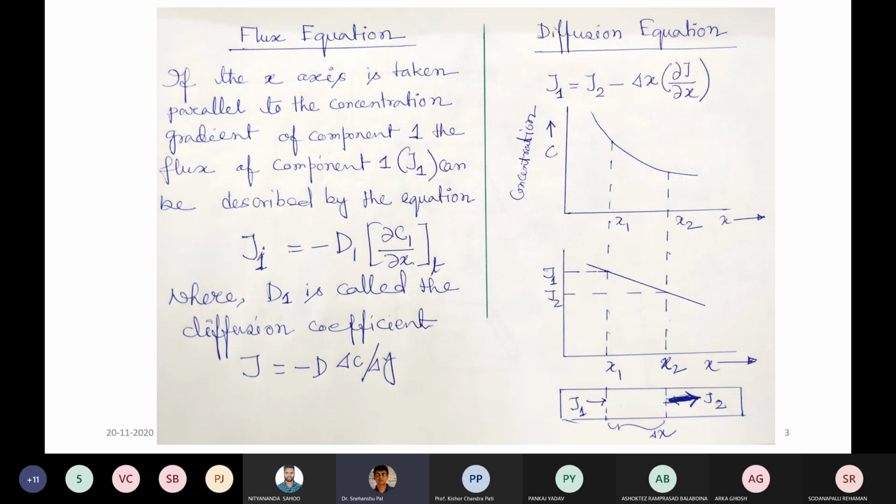Experiments also show that D1, or equivalently the ratio of minus G1 to the concentration gradient, is independent of the magnitude of the gradient. That is also a very important thing. If you see in the slide, G1 is the flux of component 1, and we also understood D1, del C1 and del x. D1 is the diffusion coefficient, and you can write it as minus D del C by del y. In that way you can also represent it for different directions.